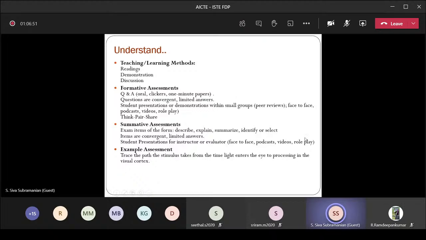The summative assessment points come into the picture when you set up a question paper, right? When you set a question paper for your course, these are the few words that you should always remember when you frame a question where you want to test the understanding of the student. An example question is: trace the path the stimulus takes from the time light enters the eye to the processing in the visual cortex. This is a question where the student has to understand how the light travels. He doesn't have to analyze because it is not something new. It is already planned.